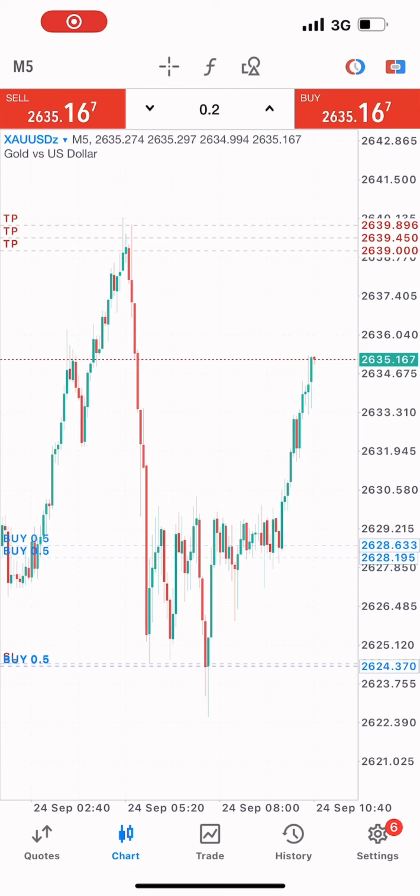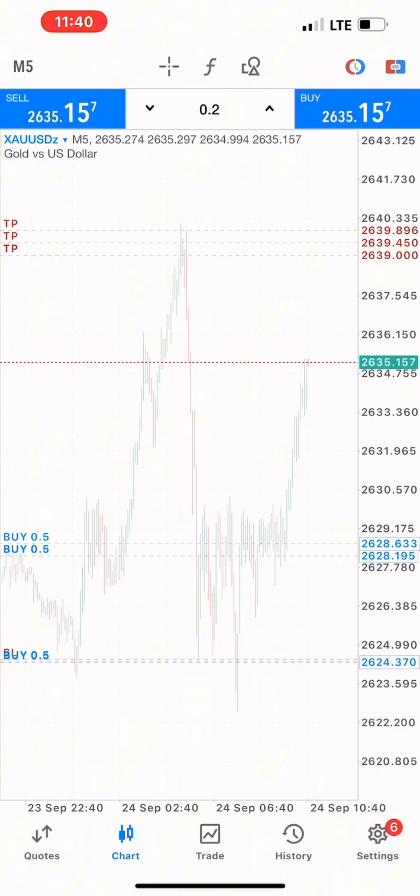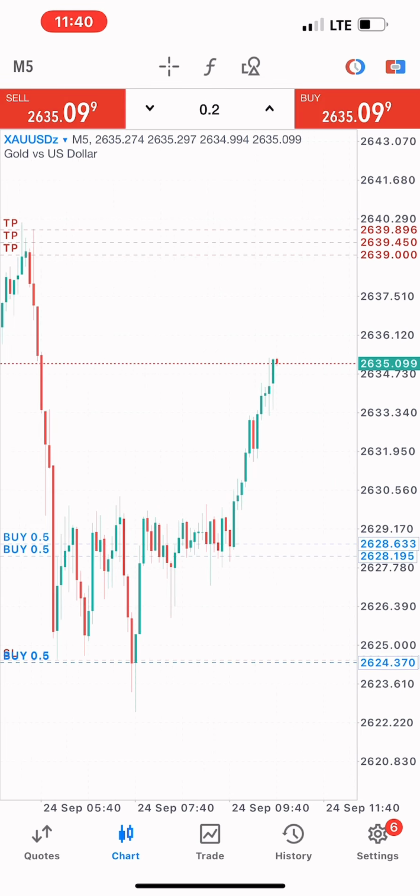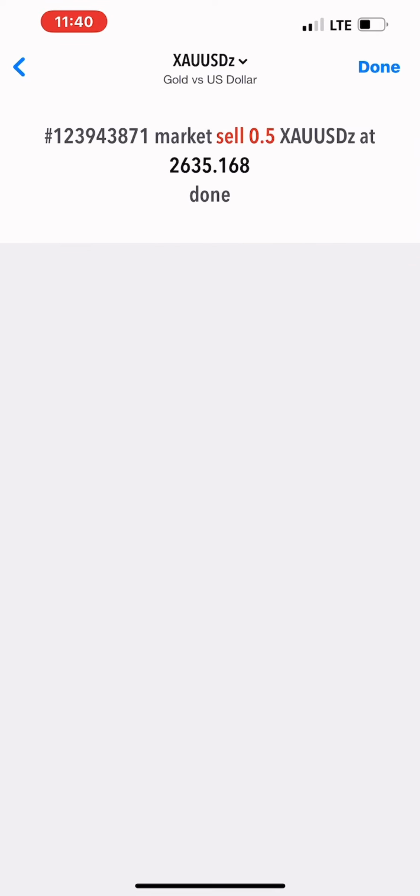Our target, and I'm actually seeing some rejections, which invariably means I would start closing some positions. Okay, so let me just see how this candle closes. If it closes negatively, I'm gonna close out some of the positions. So let me just see.